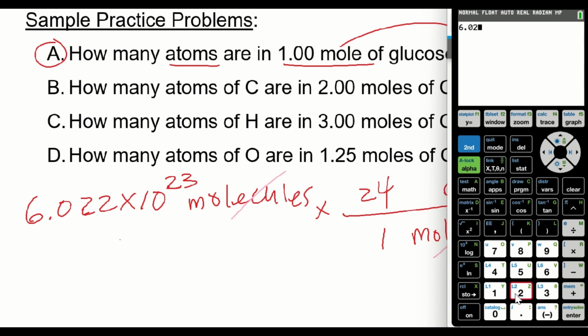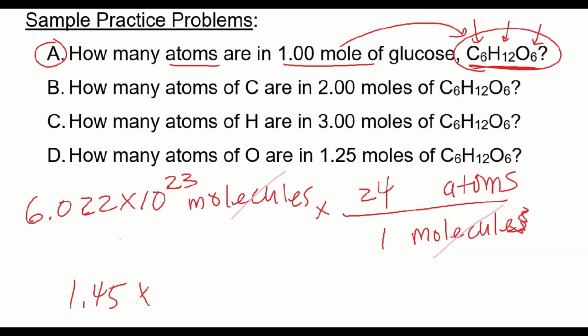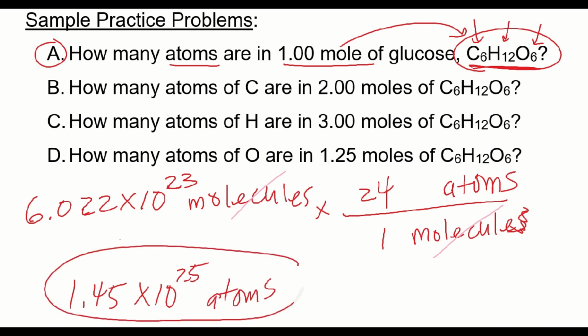So Avogadro's number, 6.022 times 10 to the 23rd times 24. And let's get 3 significant figures in our answer. So 1.45 times 10 to the 25 atoms. For part A. Now let's move on to part B.